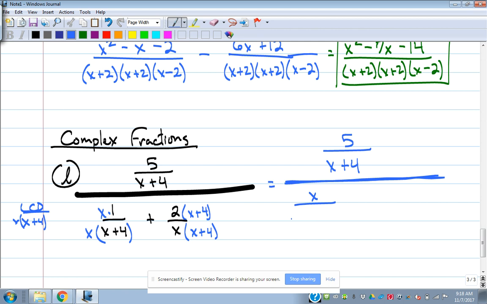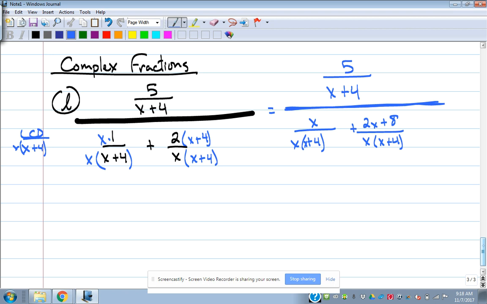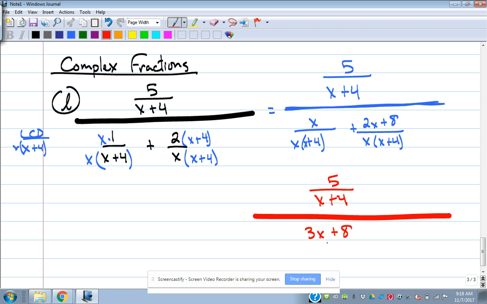So this would be x times x plus 4 plus 2x plus 8 over x times x plus 4. And then we want to simplify that denominator. This big piece here, we're going to do that addition. X plus 2x is 3x. So we end up with 5 over x plus 4 over 3x plus 8 over x plus 4.